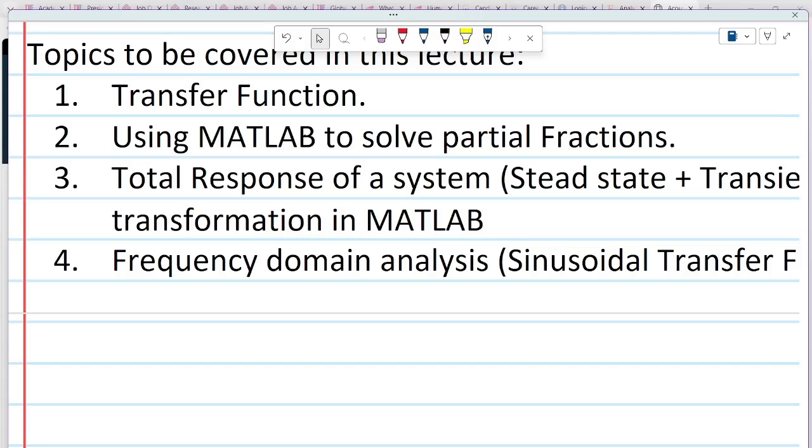Assalamu alaikum warahmatullah. Welcome to this lecture number 7 of our subject mechanical vibrations. And today we are going to look into some advanced topics related to the Laplace transformation.